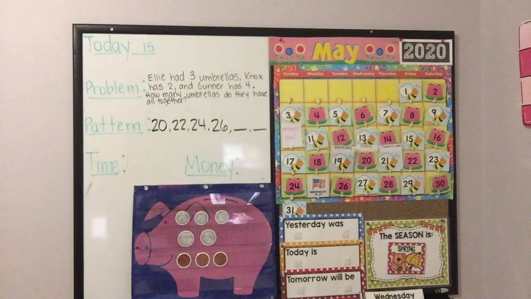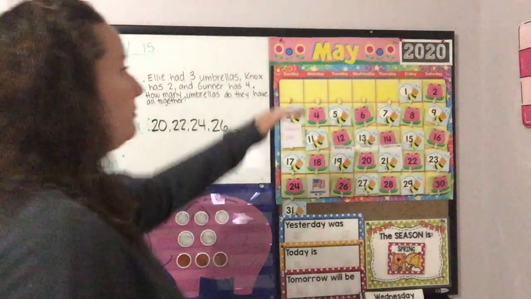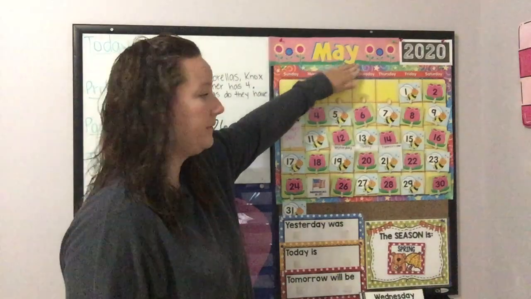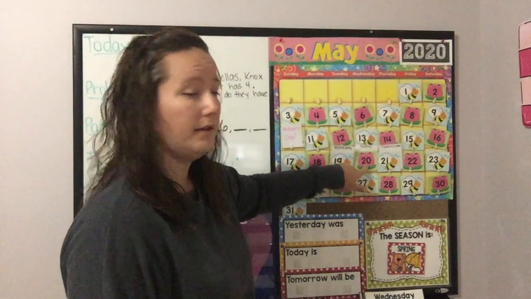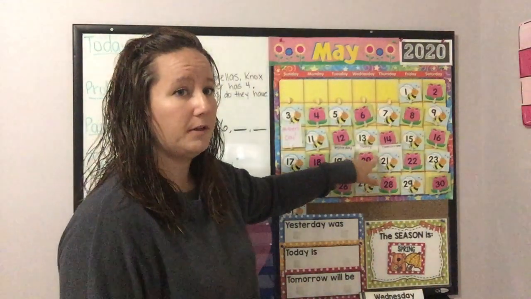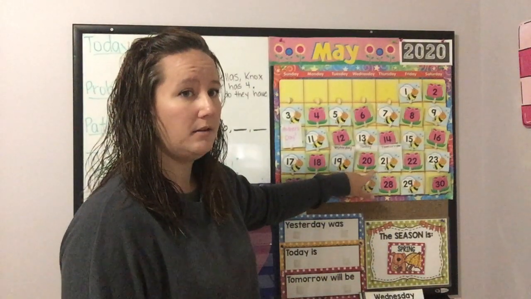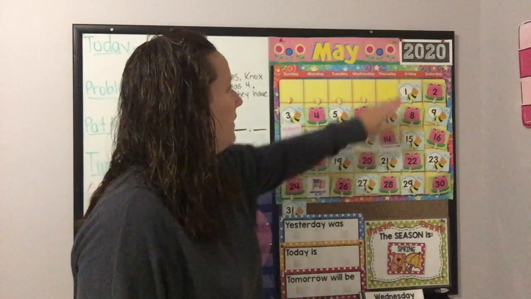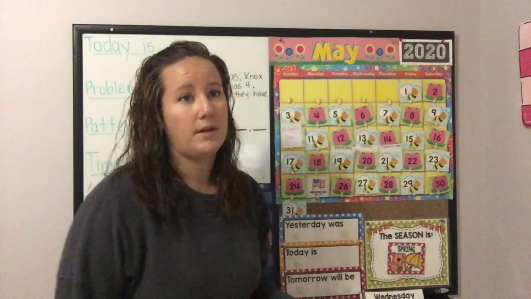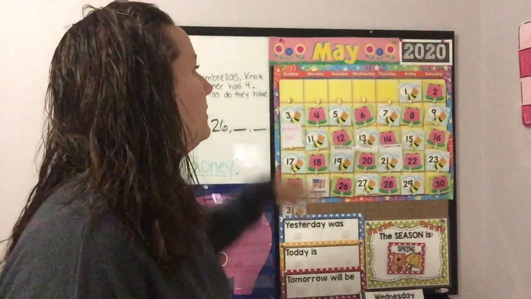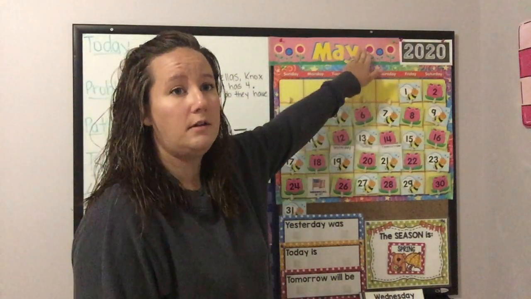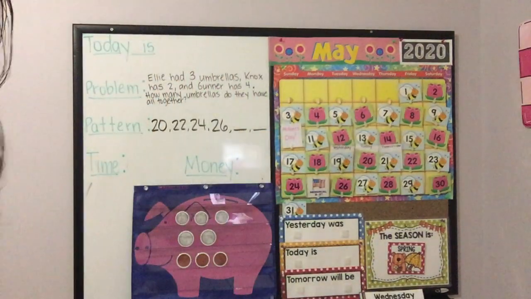Boom, boom. So if we look at our calendar, our month is at the top. This month is May. Today on our calendar, we can find the word today. Today is May 20th. Oops, there we are, May 20th. And the year is 2020. So let's say that all together, please. Today is May 20th, 2020. Good job.